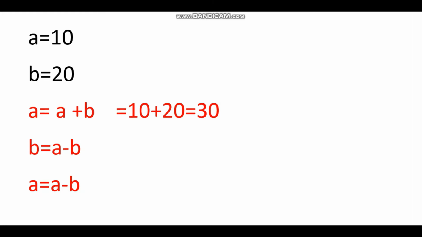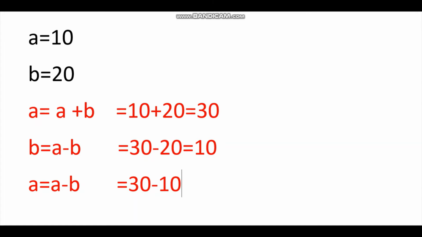Now the second step is b is equal to a minus b. a is now 30 and b is now 20, so 30 minus 20 is equal to 10. And our final step is a is equal to a minus b. Now a holds 30 and b holds 10, so we will write 30 minus 10, which is equal to 20.